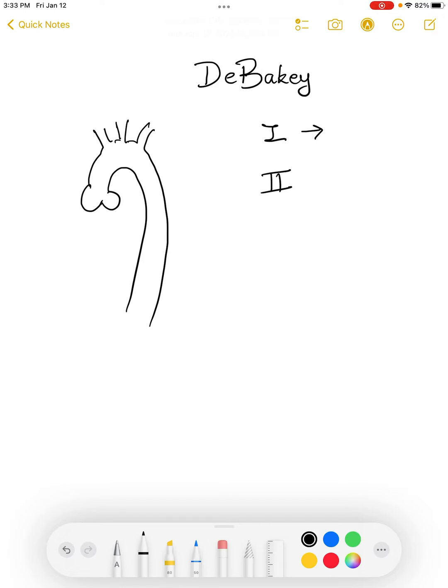Type 2 is the next one, which involves just the ascending aorta. So 2 and the A, ascending aorta, 2 As, 4 2. So that's how I remember type 2 involves just the ascending aorta.